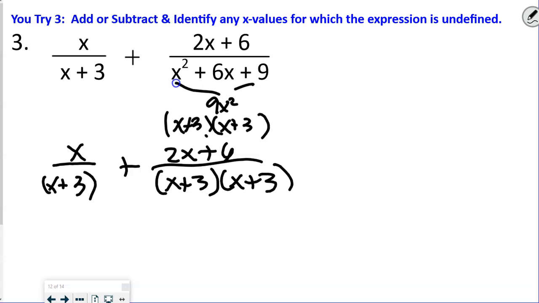So what do we have to do on the left, y'all, to give it a common denominator? We have to multiply both the top and the bottom by x plus 3.